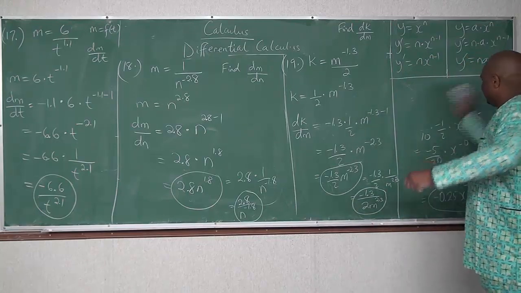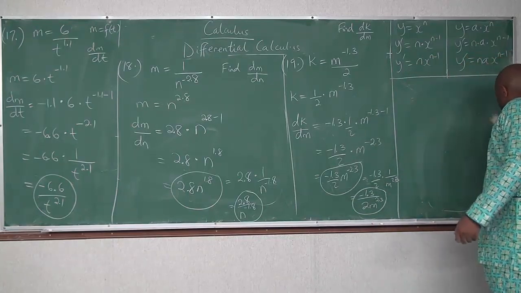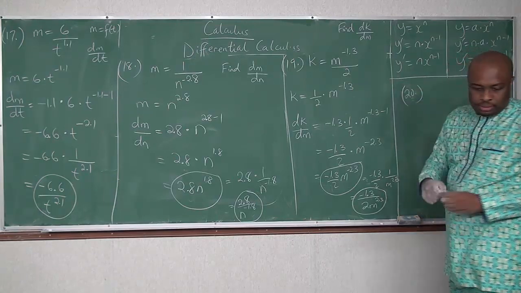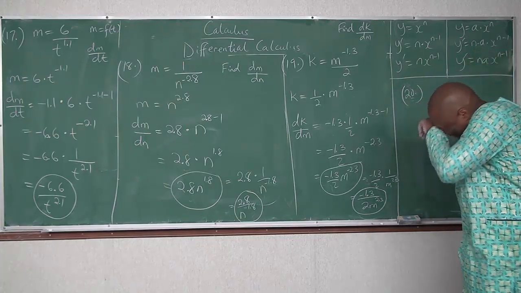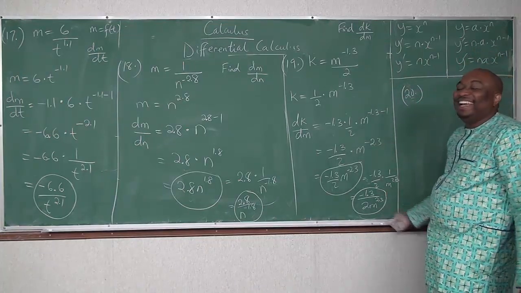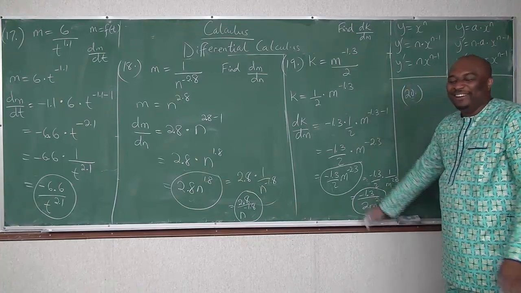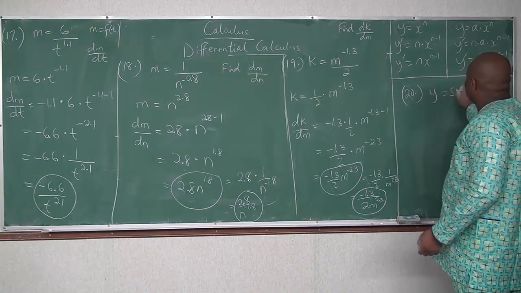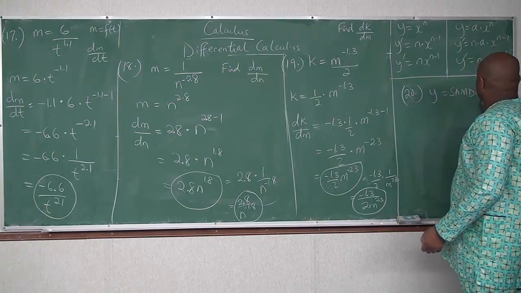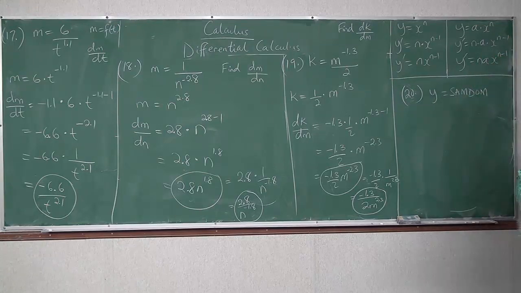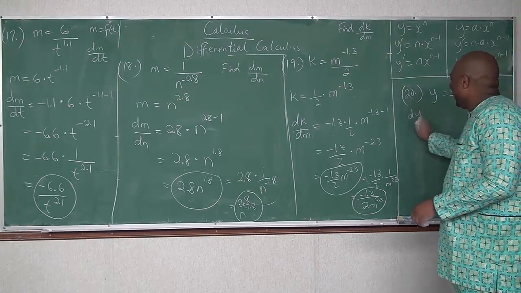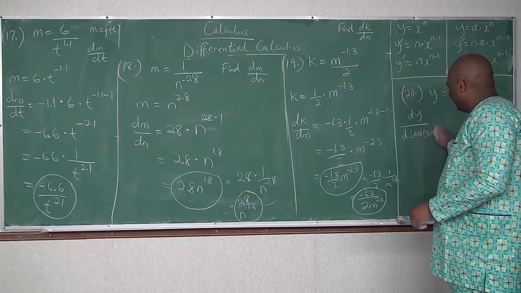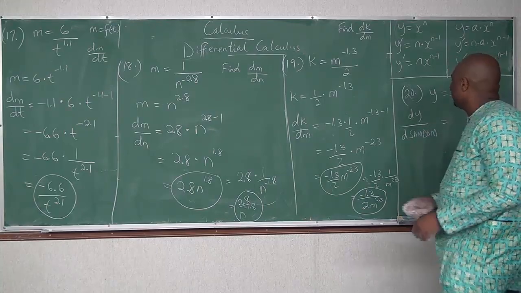Alright. The last but not the least. Question 20. Come, do you know what question 20 is? Y is equal to sum dom. So the dy/d(sum dom) is what? Who can tell me this?